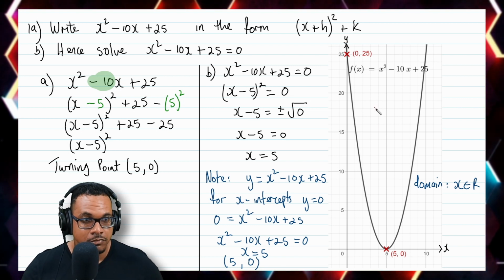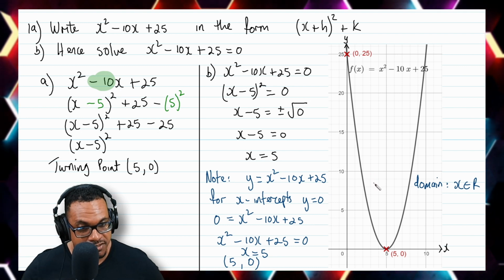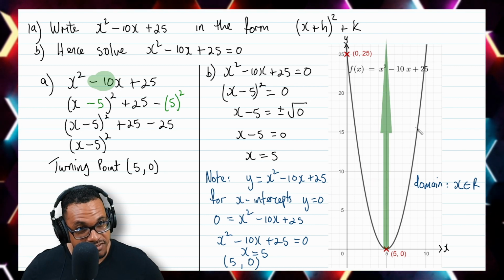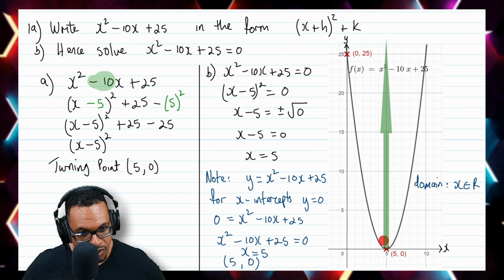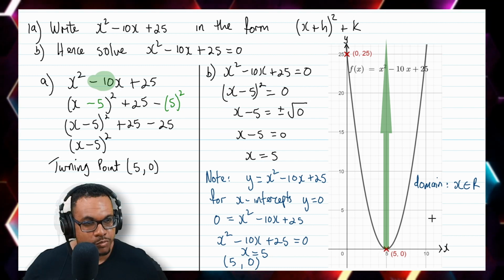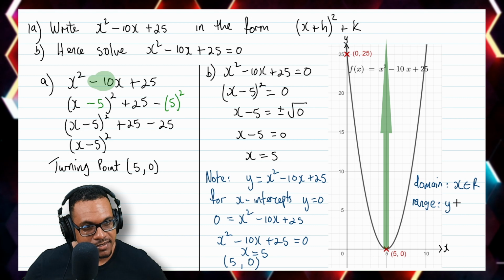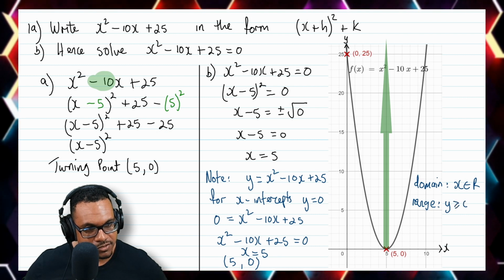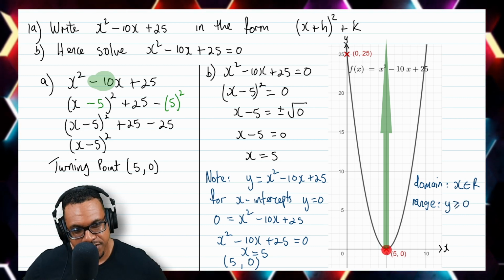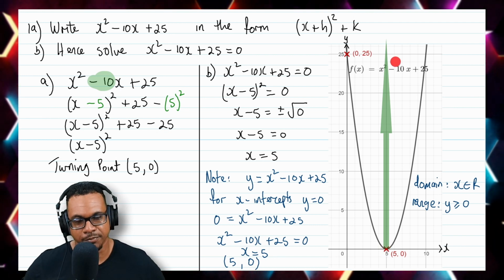But for now, the domain is all the real numbers, and with all the real numbers available to us, this graph will go to positive infinity as we go up, but as we go down, it stops at 0. So 0 is the minimum value of y, and what we'll write for our range is such that y is greater than or equal to 0. Because we're going from 0, go up. So greater than or equal to 0, that's going up.